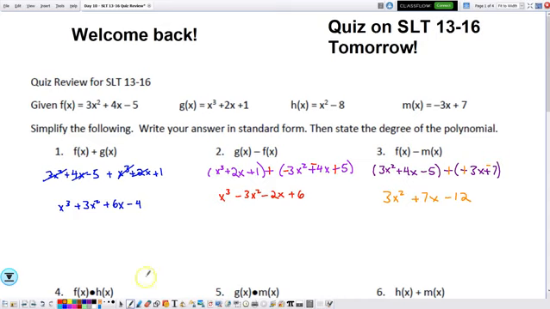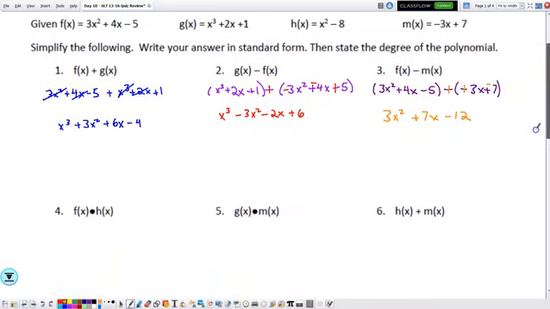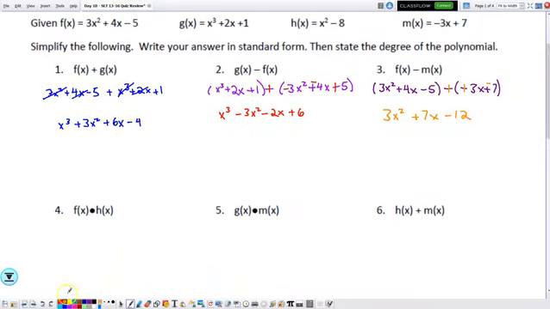4, 5, and 6 is the, well, 6 is addition also. But here we've got some multiplication, so let's take a look. Number 6 is asking us to multiply f of x and h of x. So I notice f of x is 3 terms and h of x is 2 terms. You have a lot of different options here. You can just distribute. You can use the box method. It's really up to you. I'm just going to distribute.